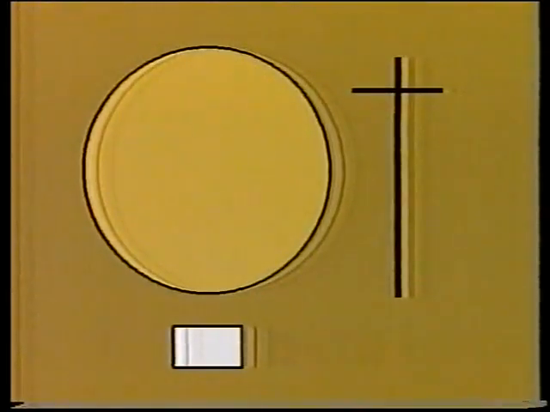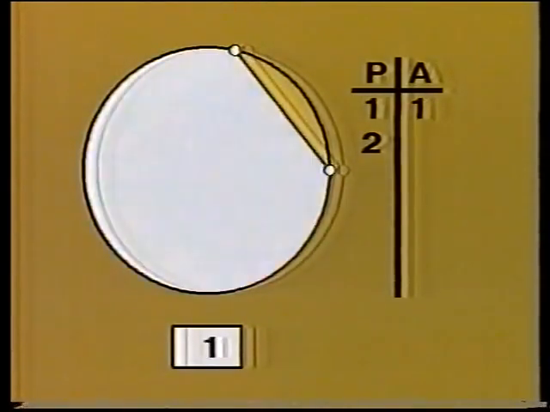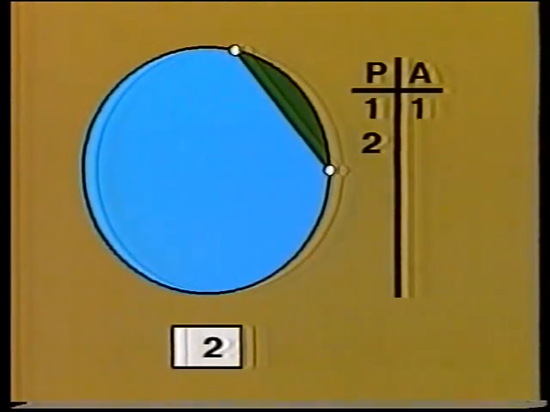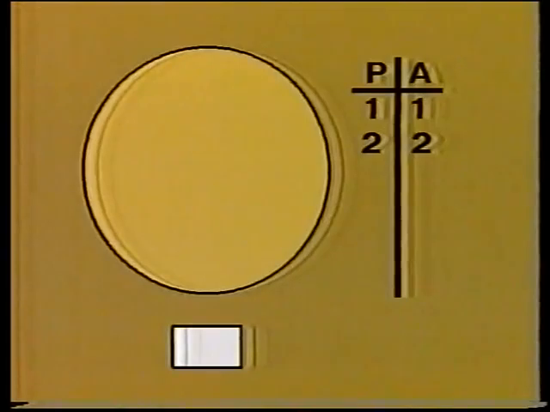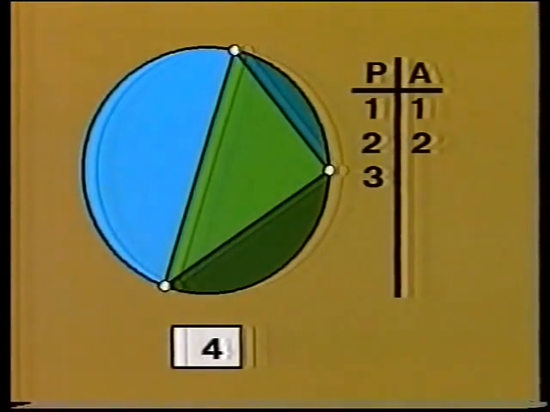Can I make a guess, or, as we say in mathematics, formulate a conjecture? Well, let's start again with a different number of points and see if we can get some sort of pattern. Here's a circle with just 1 point, and I get 1 area. For 2 points, I have 2 areas. And with 3 points, I get 4 areas.